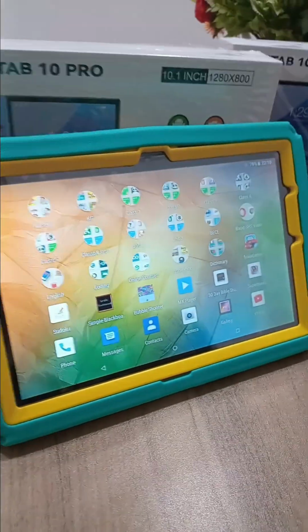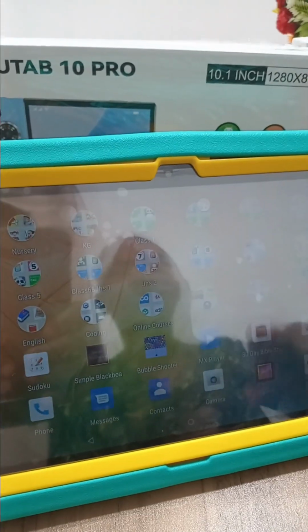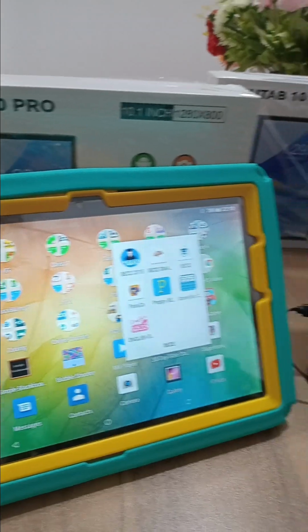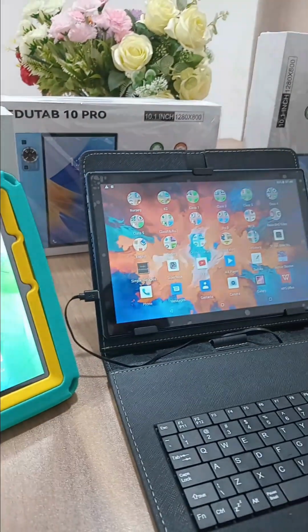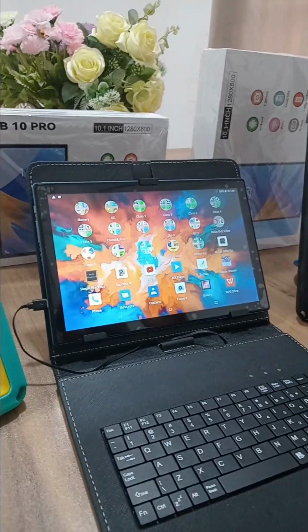Our programs are from nursery to the senior high level. So today I'm going to demonstrate how you can use our EduTab 10 Pro, 4 gig RAM, 64 gig internal storage, to learn as a senior high school student.